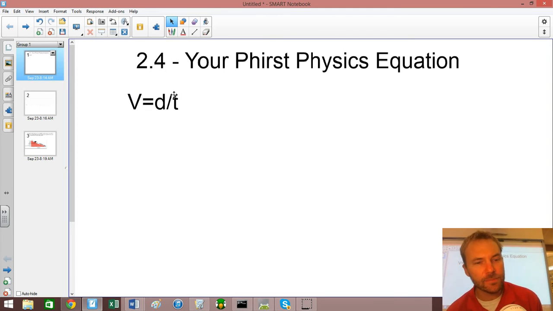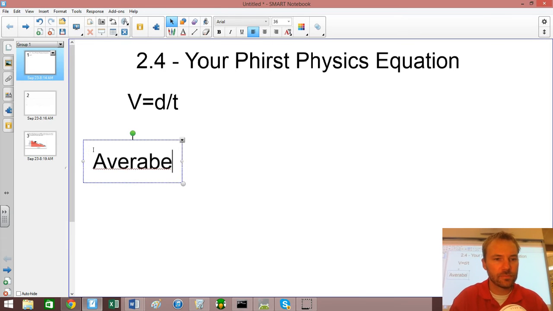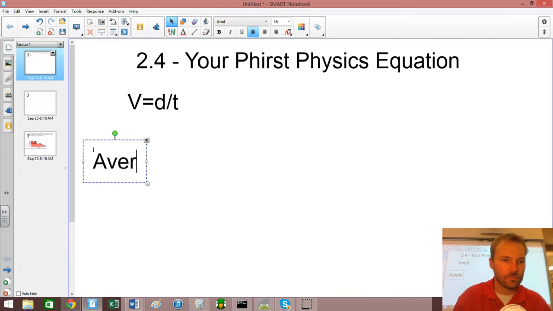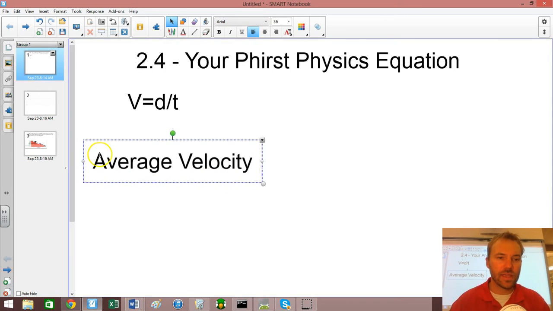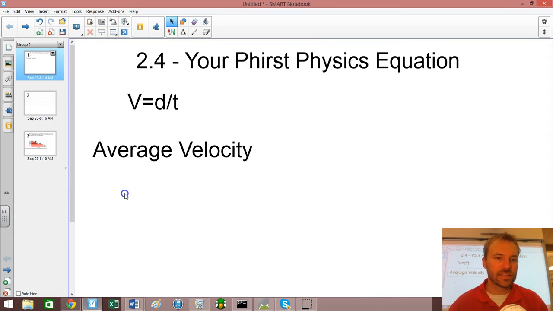V stands for velocity. D is displacement. Sometimes I flippantly call it distance, but really it's displacement, because if your displacement is negative, that means your velocity is negative, and time is a scalar. There's no positives or negatives to it. Now, this is what we call the average velocity. There's a difference between average velocity and instantaneous velocity.